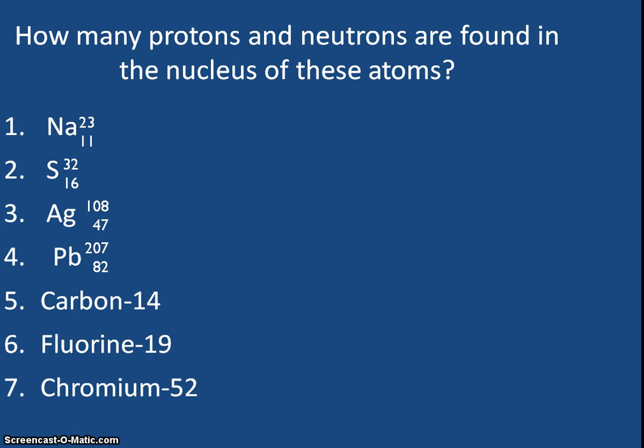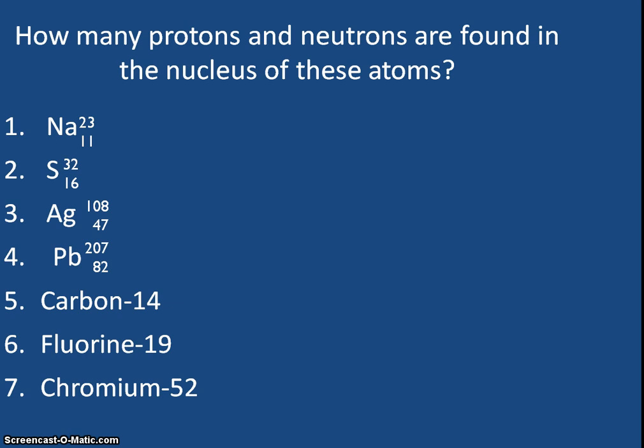For number 1, you should have gotten 11 protons and 12 neutrons. For number 2, you should have gotten 16 protons and 16 neutrons. Number 3, you should have gotten 47 protons and 61 neutrons. And number 4, you should have gotten 82 protons and 125 neutrons.